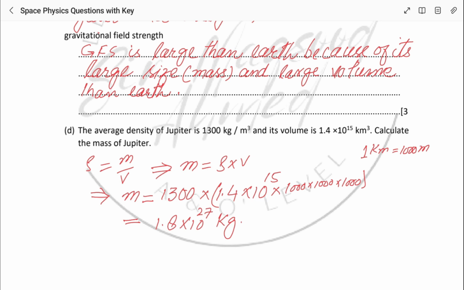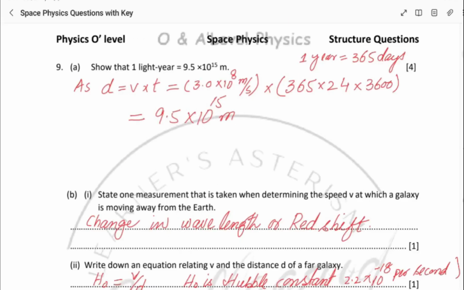So by putting the values in this formula, but the volume is given in kilometer cube, so we have to convert the kilometer cube into meter cube. For this we have to multiply it by 1000 into 1000 into 1000, and our final answer is 1.8 × 10^27 kg.